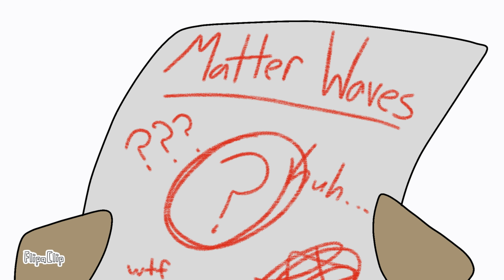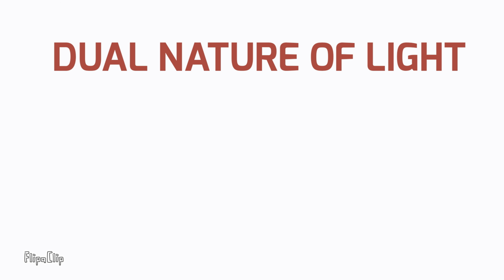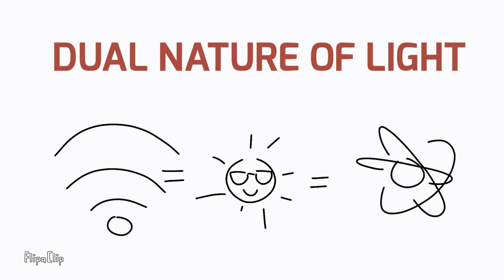Anyways, matter waves is a complicated concept to tackle. It's defined as the dual nature of light. It's the concept that light can act as both a particle and a wave. This is interchangeable based on what you're trying to measure.